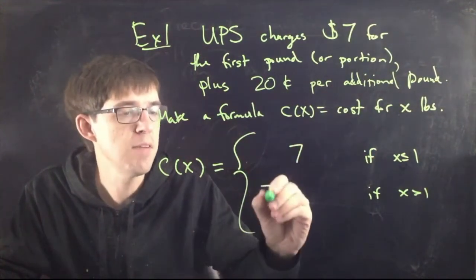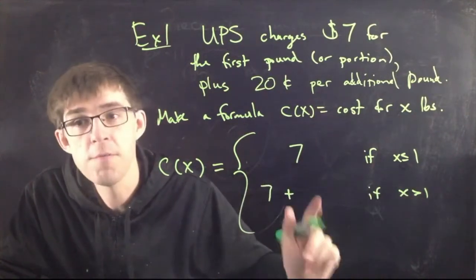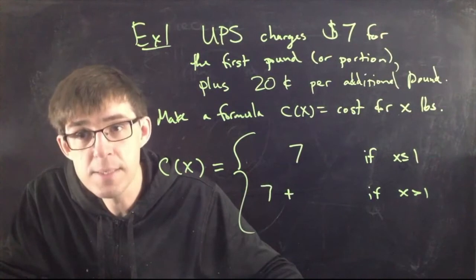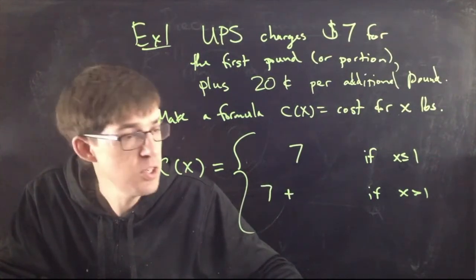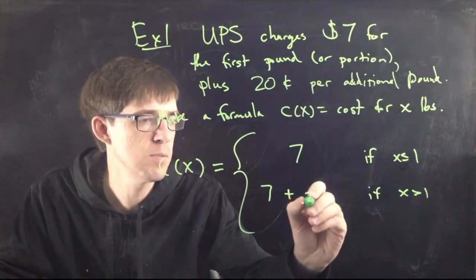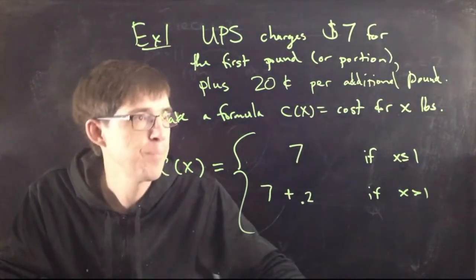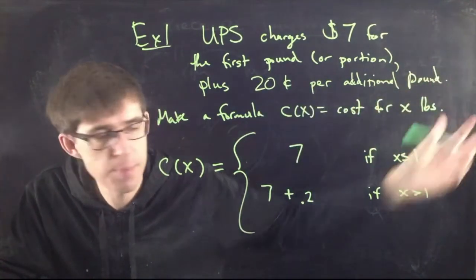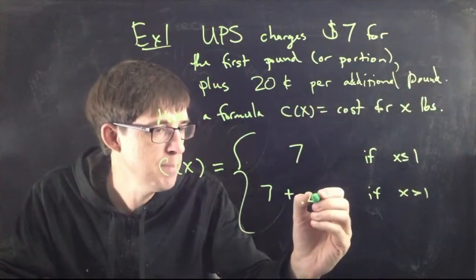Well, one of them is 7, right? If you have more than 1 pound, first of all, you got to pay 7 for the first pound, all right? And then you pay 20 cents per additional pound. What does that look like? It's going to be 20 cents, which in terms of dollars would be 0.2. Per additional pound means 0.2 times however many additional pounds you have. So it's going to be 0.2 times.